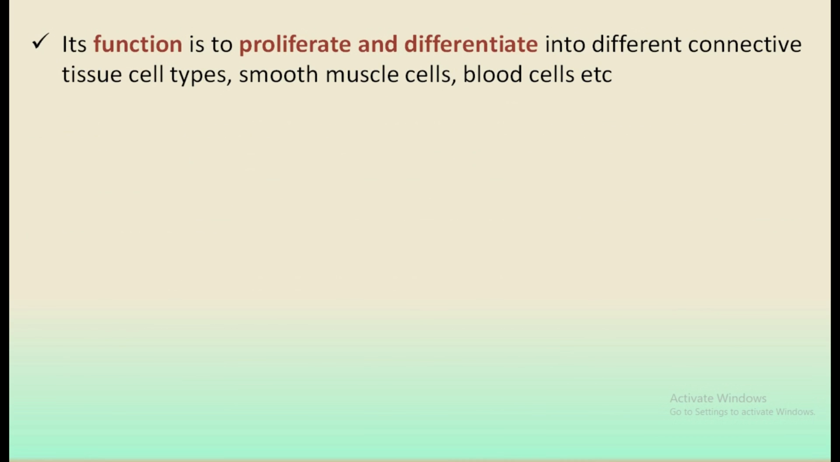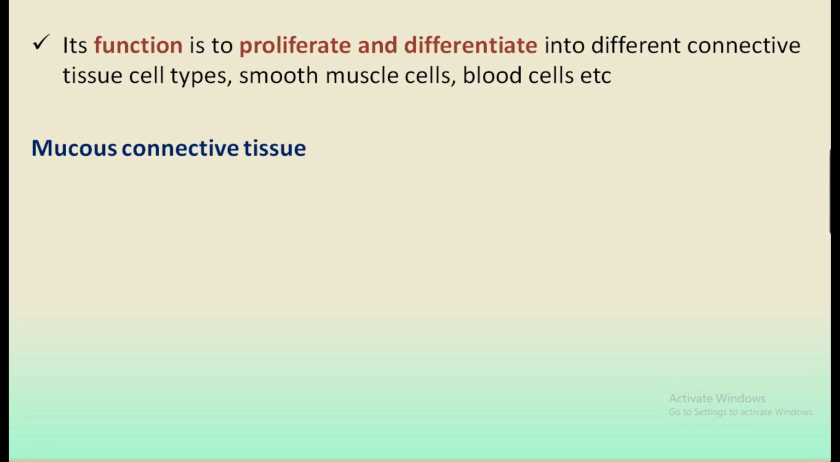The function of the mesenchyme is to proliferate and differentiate into different connective tissue cell types, smooth muscle cells, blood cells, etc. Now let us see the second type of embryonic connective tissue which is present in the umbilical cord, the mucous connective tissue.